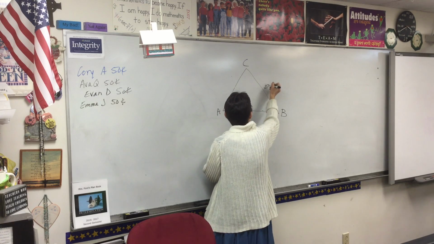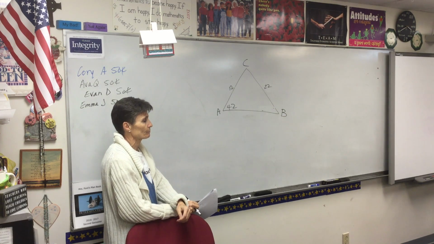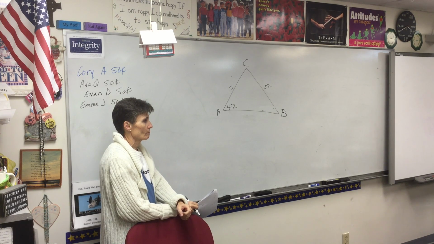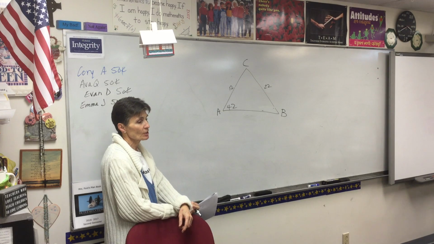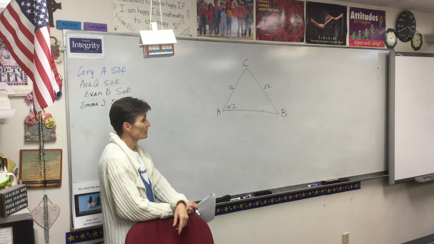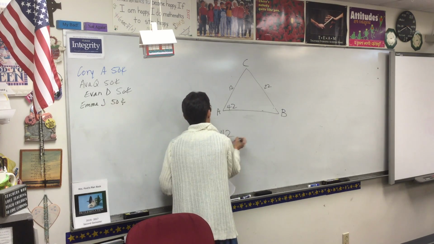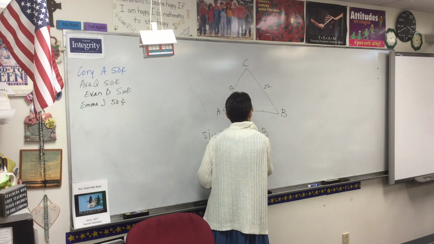A is 42, a is 22, b is 12. Zero, 1, or 2. Okay, let's do this one. We already talked about it, but we'll talk about it here again. What's the setup? Sine 42 over 22 equals sine B over 12.